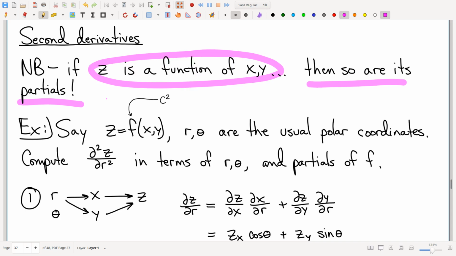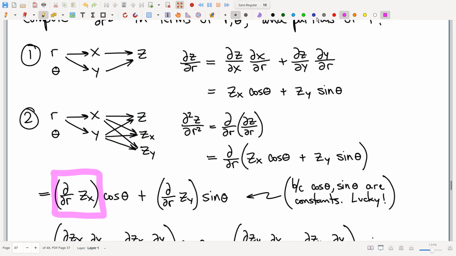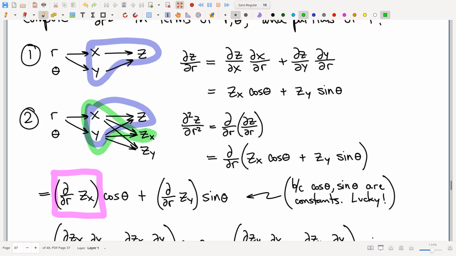If zx is a function of x and y, let's just put that on our diagram, and directly indicate it, in the same way that z is a function of x and y. zx is also a function of x and y, and likewise, zy is also a function of x and y. So I'm just going to add them right onto my diagram, indicated as functions of what they are functions of.